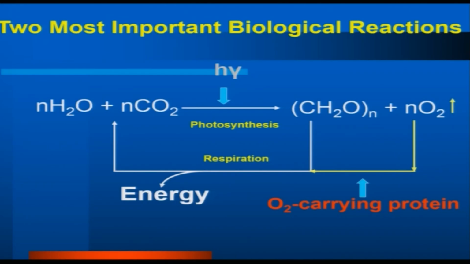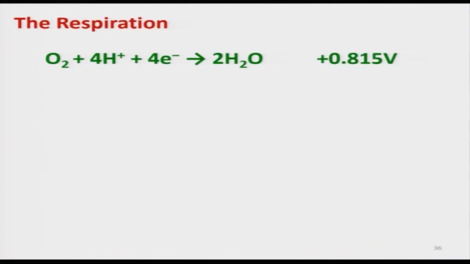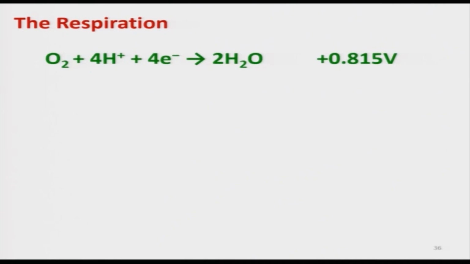this dioxygen. As one can see, oxygen plus 4H+ plus 4 electrons gives rise to 2 molecules of water at a potential of plus 0.815 volt. So, oxygen converts to water, which usually gives lots of energy, and if you give 4 protons and 4 electrons all at a time, then oxygen is converted to water.